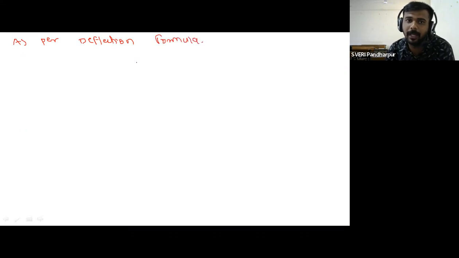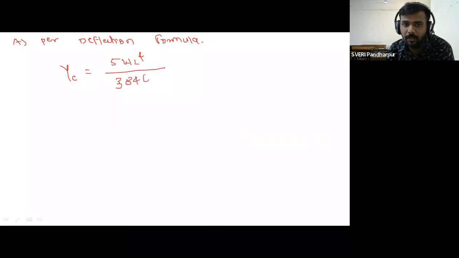Now, as per the deflection formula, what is the deflection formula? YC is equal to 5WL raised to 4 upon 384 EI. Now put the value. YC is equal to 10, which is 5 into, what is the value of W?